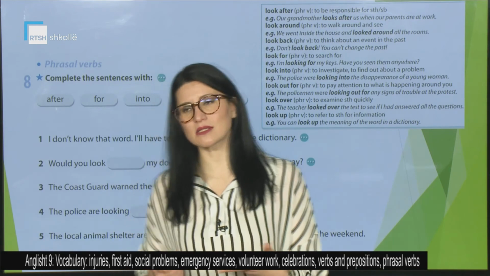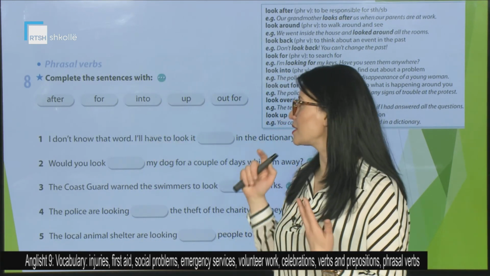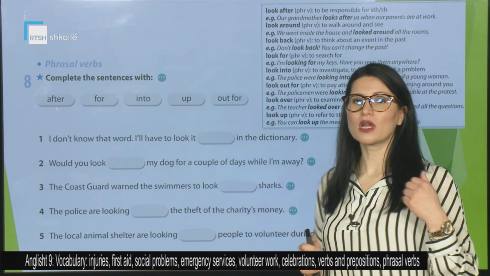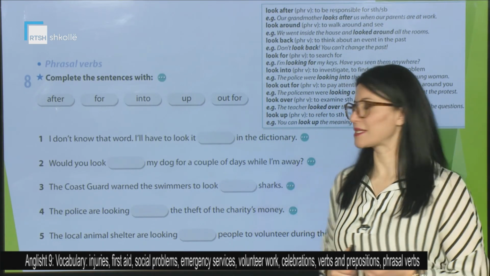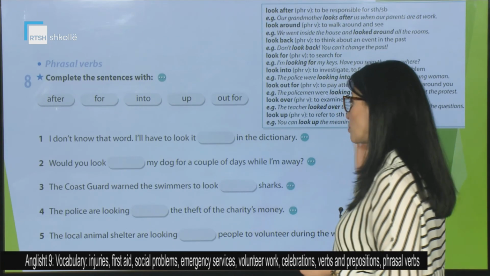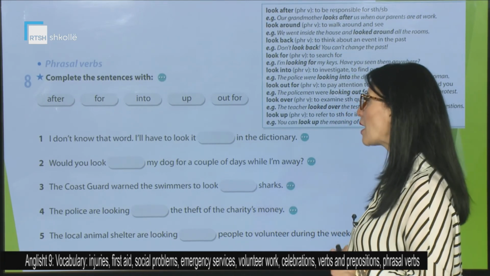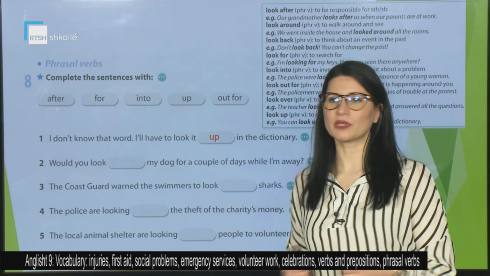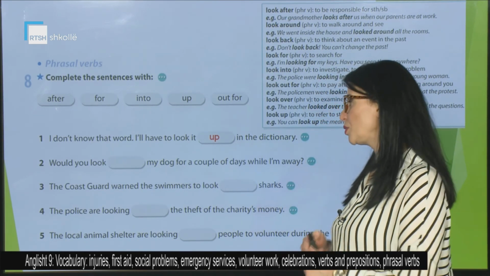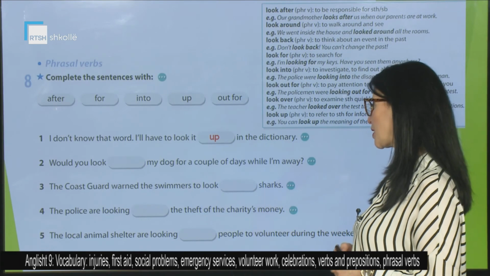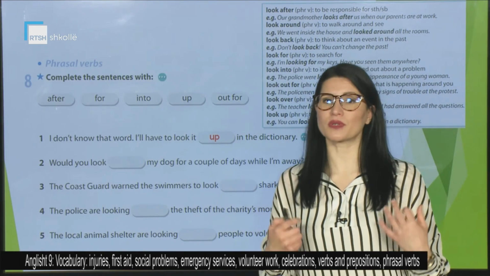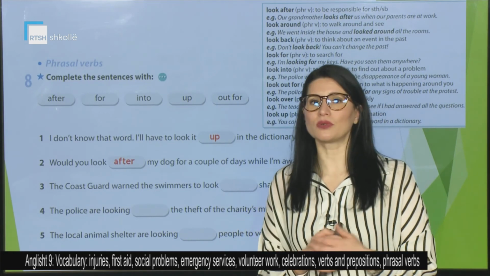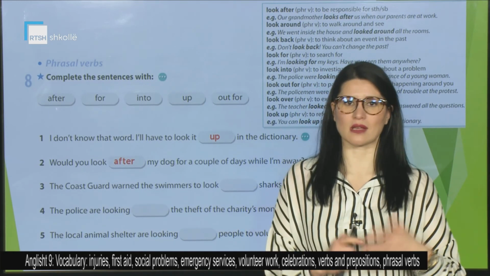And now let's use these particles, after, for, into, up and out, to complete the meaning of the sentences. I don't know that word. I'll have to look it up in the dictionary. So it is to look up in the dictionary. Would you look after my dog for a couple of days while I'm away? So this person needs somebody else to take care of her dog. So it is to look after, because it means to take care.